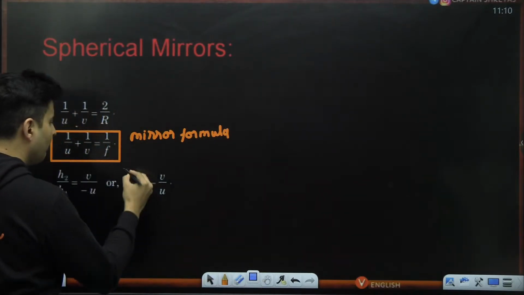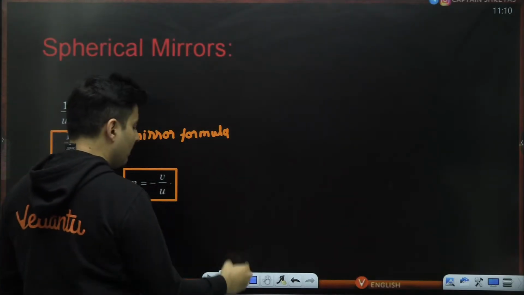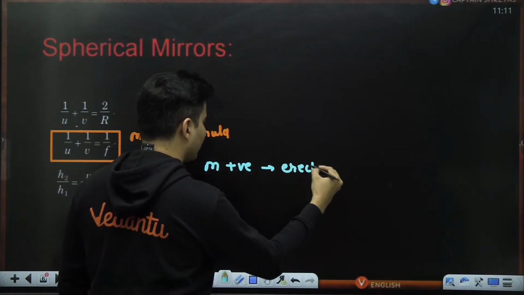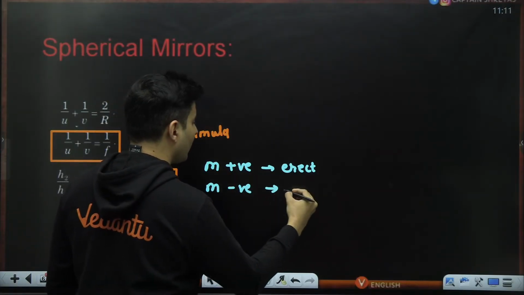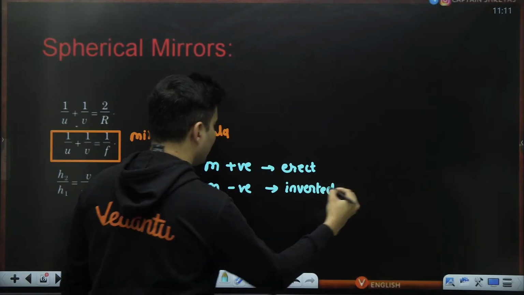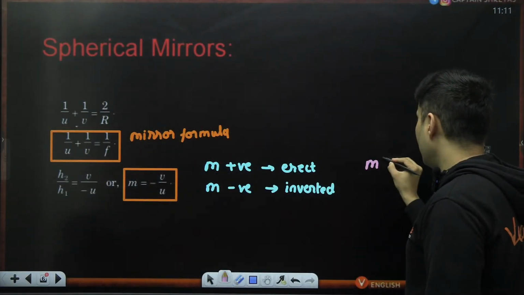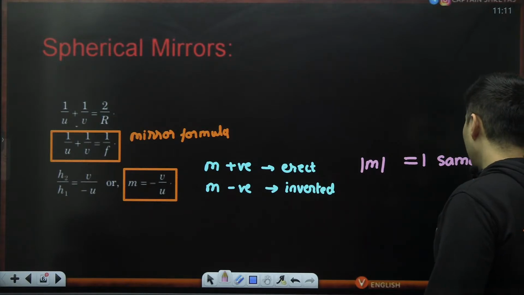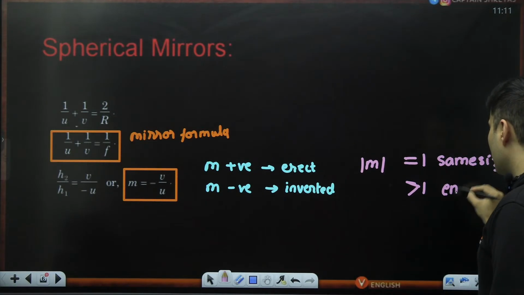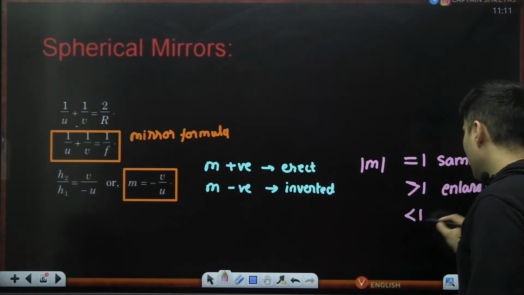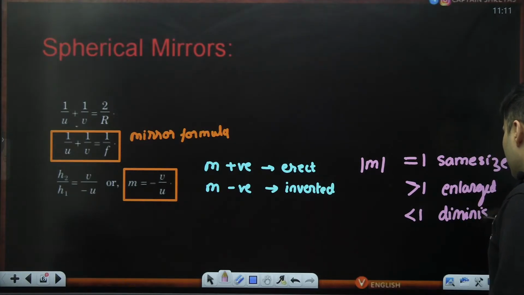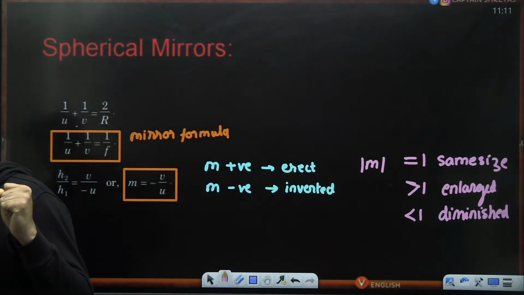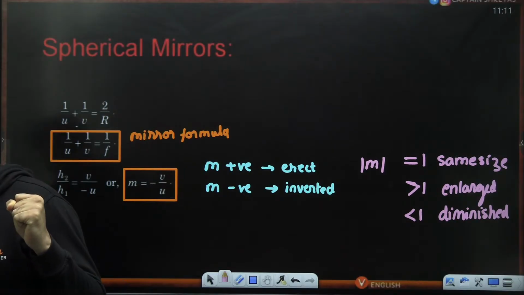Then you also have the magnification formula, which is negative V by U. Remember one thing: if magnification is positive, the image is going to be erect. If the magnification is negative, then the image is going to be inverted. Similarly, if the magnitude of the magnification is equal to 1, then it is of the same size. If it is more than 1, then it is enlarged. If it is less than 1, then it is diminished. It is how high the image is upon how high the object is; it is basically the ratio of them.